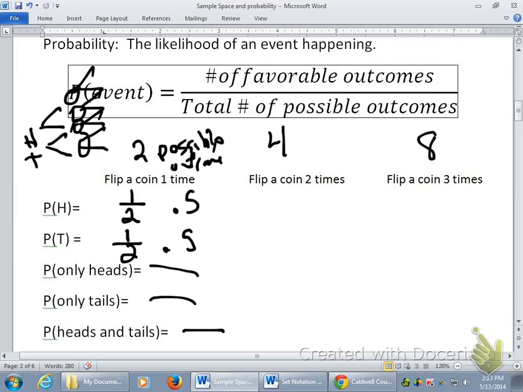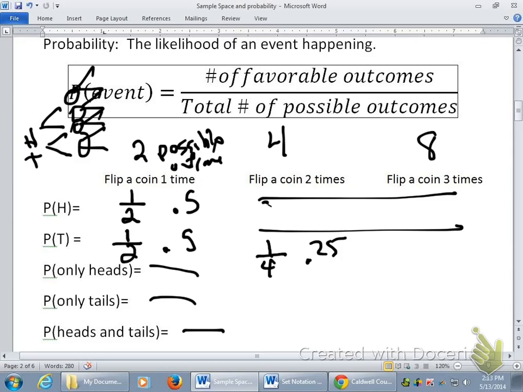Now, let's look here. The probability of me getting only heads. If I flip a coin twice, what was the probability of me getting only heads? It only happened 1 time. Remember, I had a HH? 1 time. But how many possible ways were there? 4. So it was 1 out of 4. Which is 25%. And what about the probability of tails? The TT, only tails? Once again, it was only 1 out of 4.